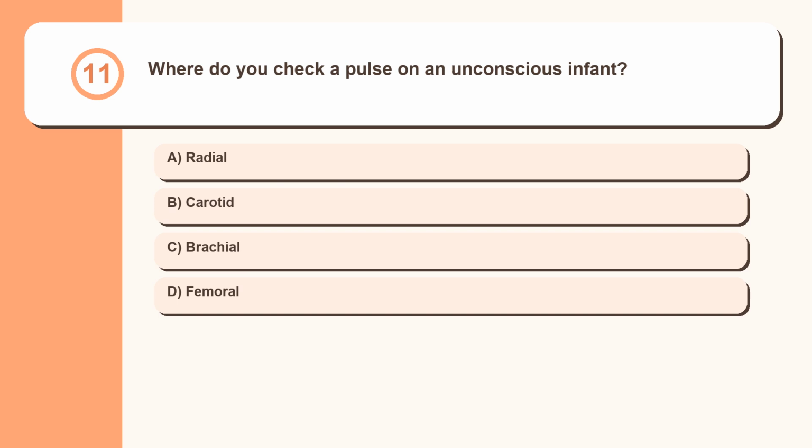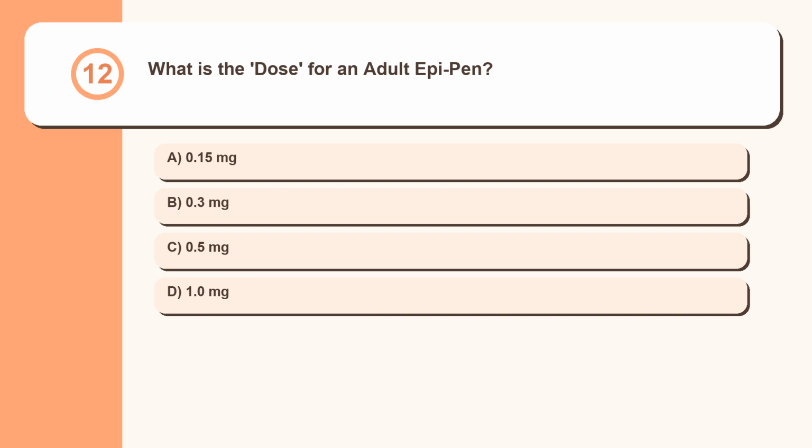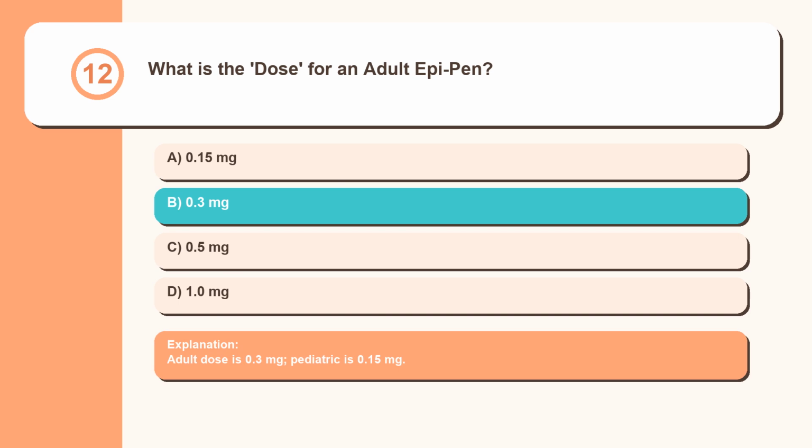Question 11. Where do you check a pulse on an unconscious infant? Radial, carotid, brachial, femoral. The brachial pulse is the standard for infant assessments. Question 12. What is the dose for an adult EpiPen? 0.15 mg, 0.3 mg, 0.5 mg, 1 mg. Adult dose is 0.3 mg, pediatric is 0.15 mg.